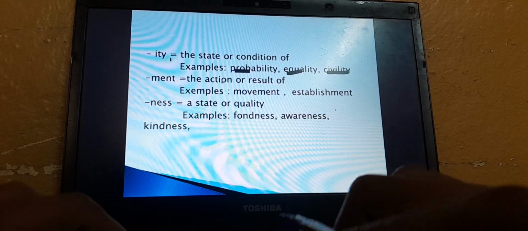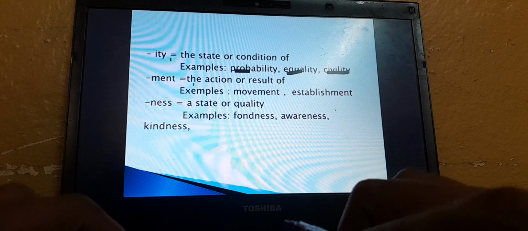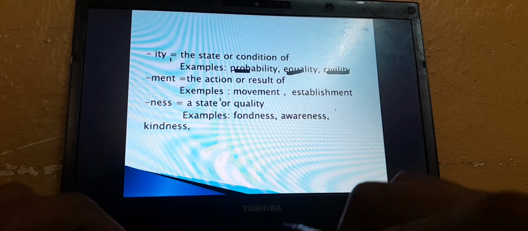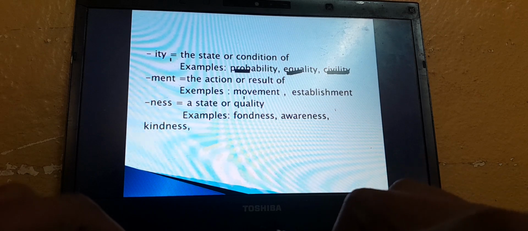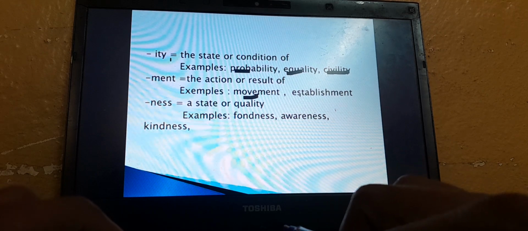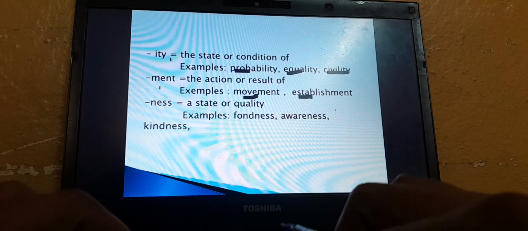Ment: the action or result of. Its meaning is the action or result of. For example, movement, establishment. You see, these are some example nouns that have been formed by using the suffix ment.